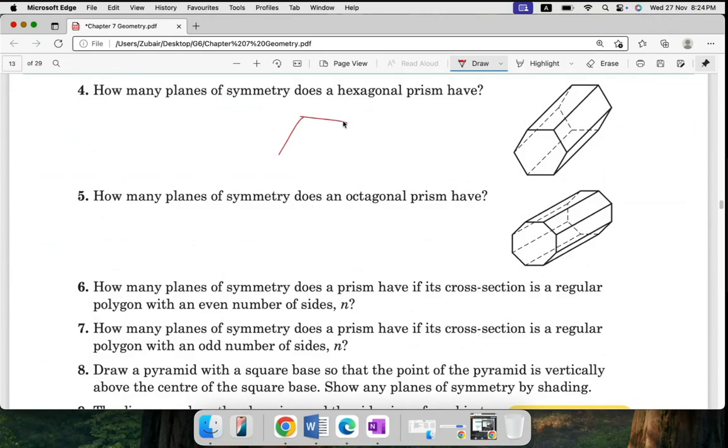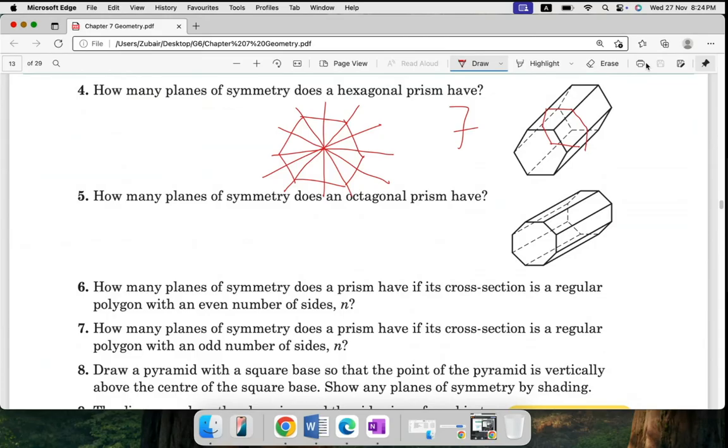First of all, we have a hexagon. So we have 6 lines of symmetry: 1, 2, 3, 4, 5, and 6. And these will go throughout till the back, making it a plane from line to plane. And this 7th one is midway. So we have 7 planes of symmetry.